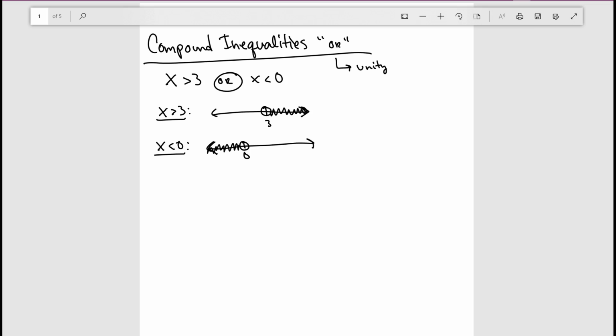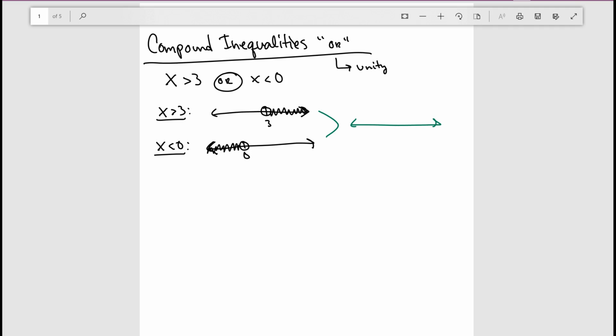Now, in an AND problem, the answer here will be no solution because these two have nothing in common. However, we're trying to put all of these together. We're trying to put them both together on top of each other. So what we're going to do is see what they both look like once you put them on top of each other.